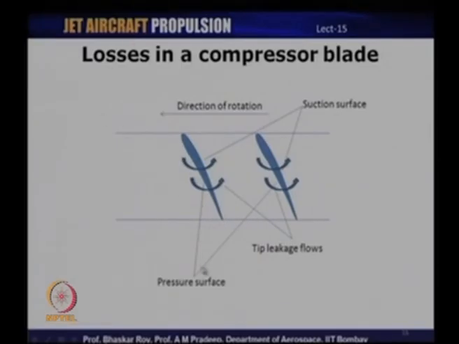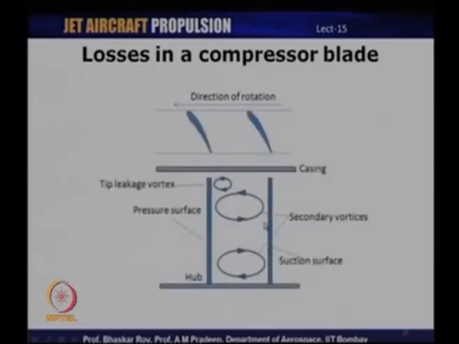This is the pressure surface of the blade and this is the suction surface of the blade. At the tip of the blade, because it is open and not fixed to the casing, flow from the pressure surface leaks or moves towards the suction surface, and then because of the rotation and the incoming flow, it escapes in the form of a vortex, and that is known as a tip leakage vortex.